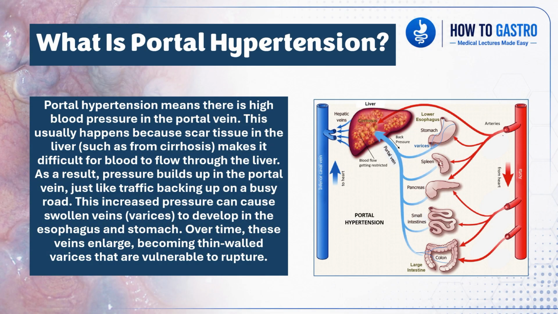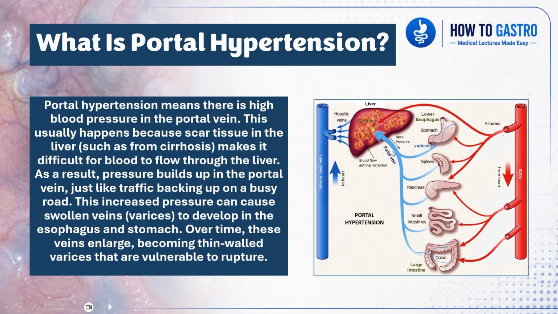So remember we spoke about portal hypertension. This is actually the root cause behind esophageal varices developing. Portal hypertension means there is high blood pressure in the portal vein. So this here is the portal vein. This usually happens because scar tissue in the liver, such as from liver cirrhosis, makes it difficult for blood to flow through the liver.